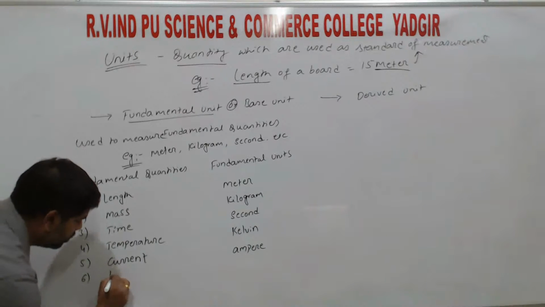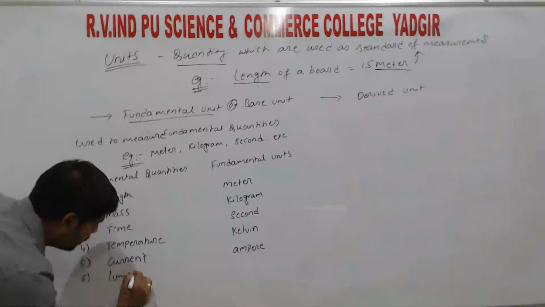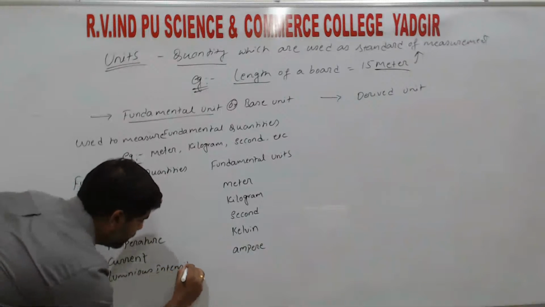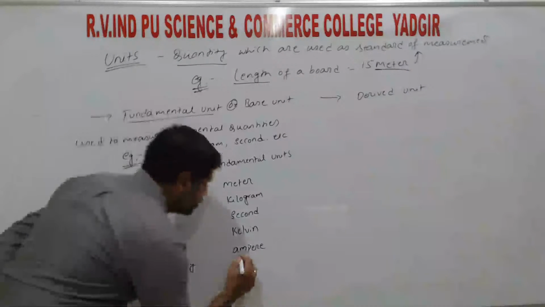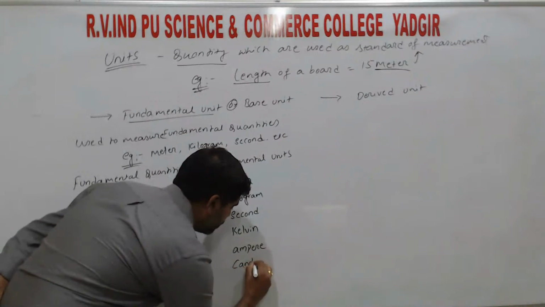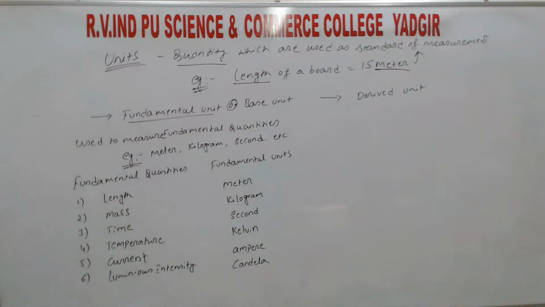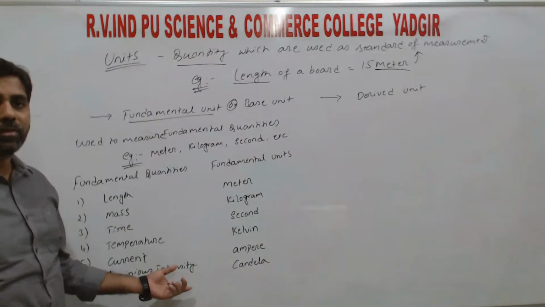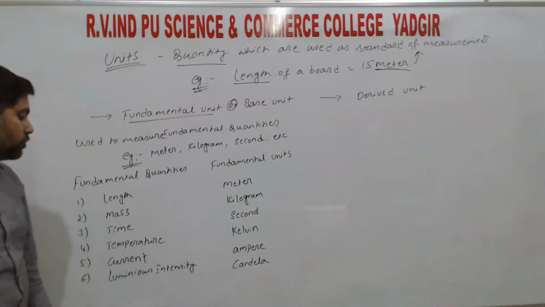So next, luminous intensity, or simply intensity. That one is candela, right? A 60-watt bulb we generally call a 60 candle bulb. That means the intensity of the bulb is 60, right?